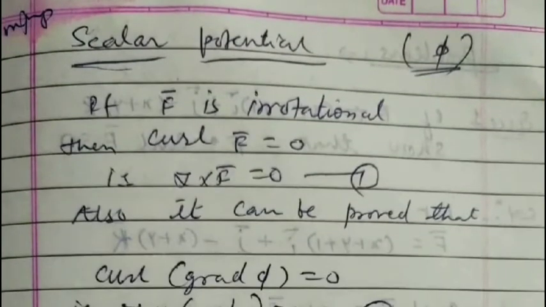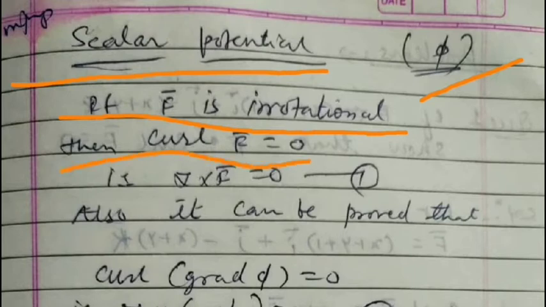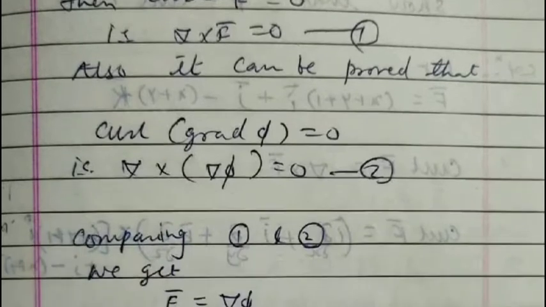Scalar potential, or we can say phi. This is an important topic. If f bar is irrotational, that means curl of f bar equals 0. That means del cross f equals 0. Say this is equation number 1.